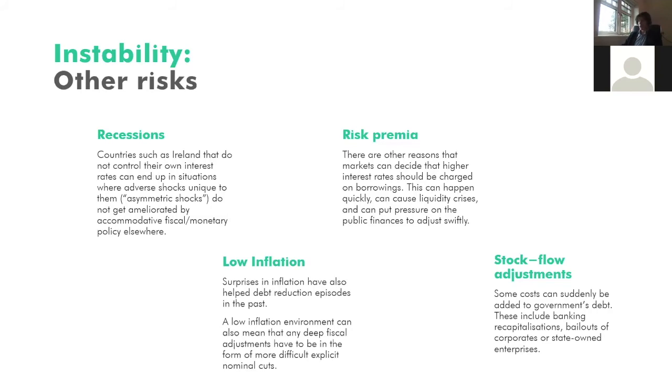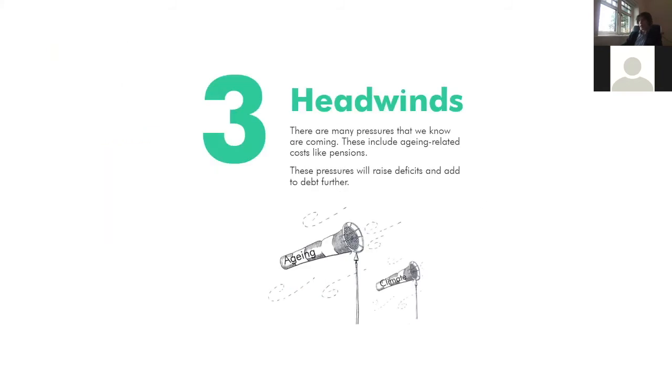And then we have other risks like risk premia. I think Olivier mentioned this, so I won't go into it, but basically markets could reassess things quite quickly, and you have stock flow adjustments, which we know in Ireland really is the types of bank recapitalizations that might suddenly be required, which just magnify very small debt ratios to very large debt ratios pretty quickly if bailouts are required.